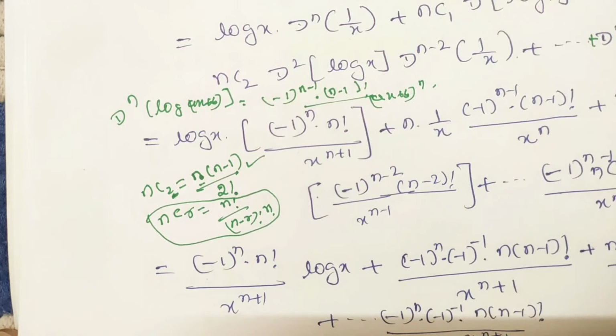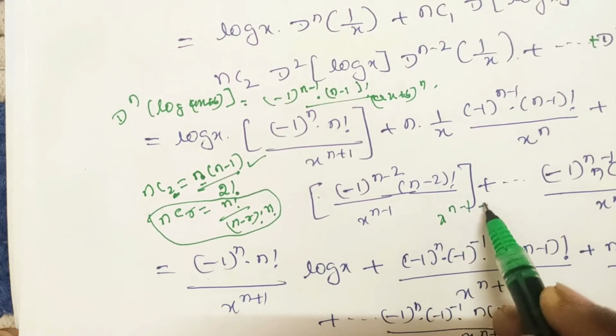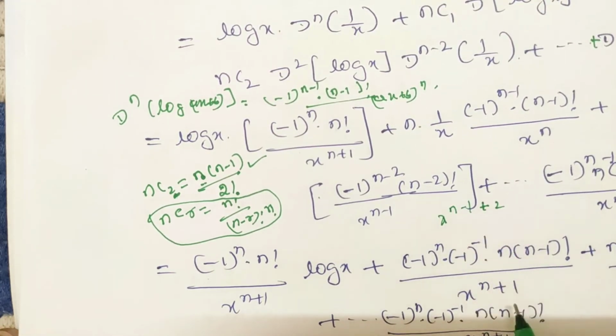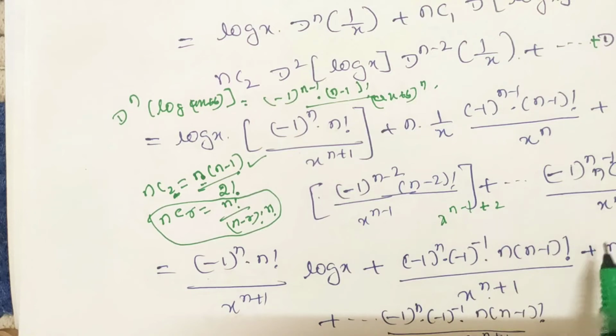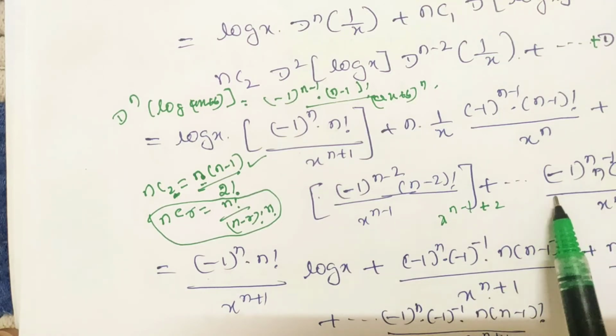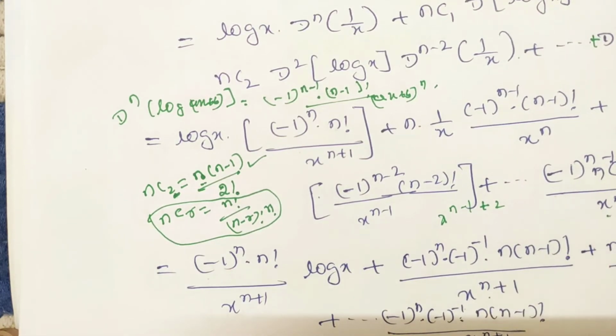So here, bases are equal, we can add their powers, that is x to the power of n minus 1 plus 2 becomes x to the power of n plus 1, this term, and this term, no, it is x to the power of n minus 2 plus 1, etc. Up to the last term we write as it is, this minus 1 raised to n minus 1 to the power of minus 1 into n into n minus 1 factorial divided by x to the power of, here bases are equal, no, we can add their powers, it is also n plus 1.